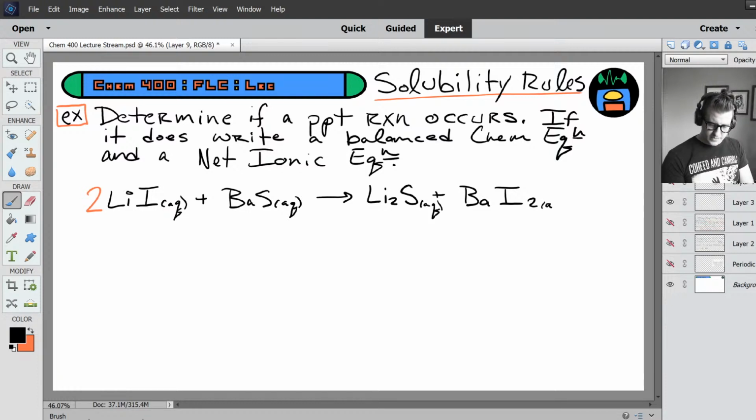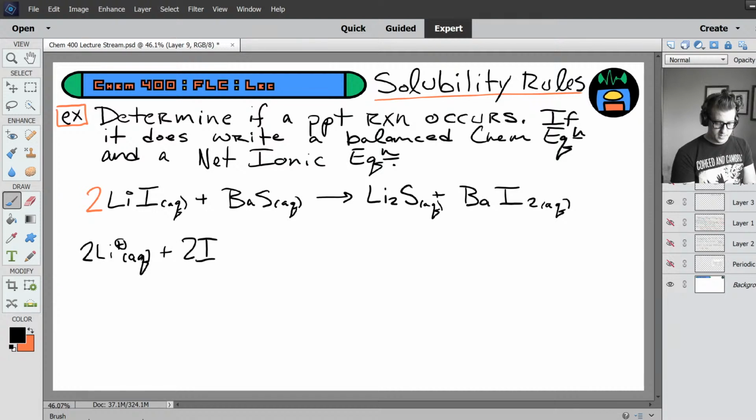So I'm just adding in our phase symbols again. Watch what happens when you write the total ionic equation. We have 2 aqueous lithium ions plus 2 aqueous iodide ions, plus barium plus sulfide.